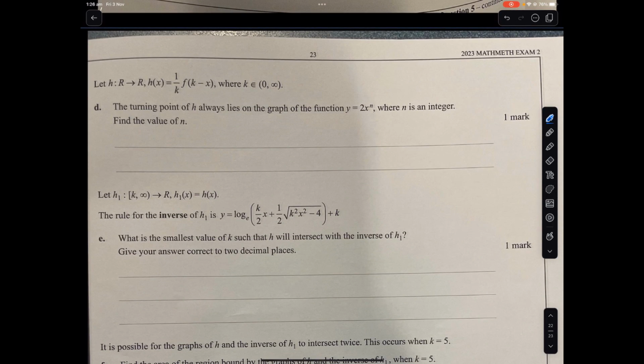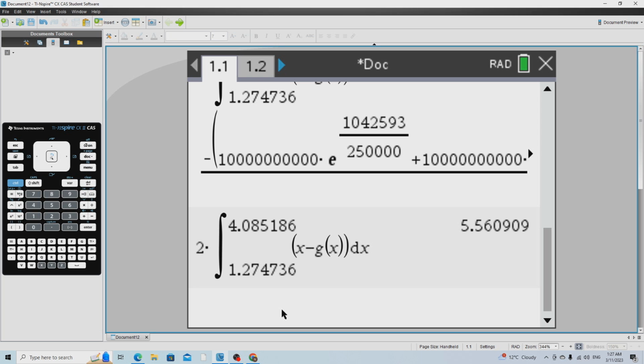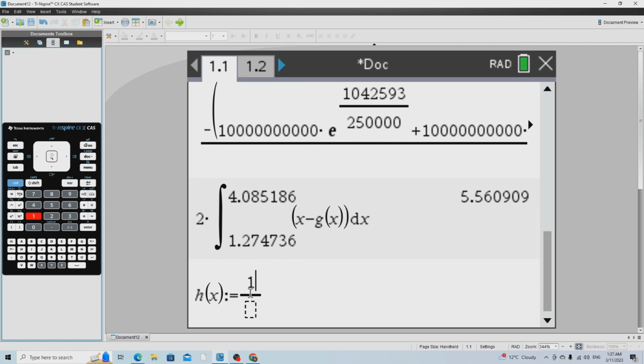Next question. Let h of x be 1 over k times f of k minus x, where k is an element of 0 to infinity. The turning point of h always lies on the graph of the function 2x to the power of n, where n is an integer. Find the value of n. Okay, let's just do h of x. It's just 1 over k times f of k minus x.